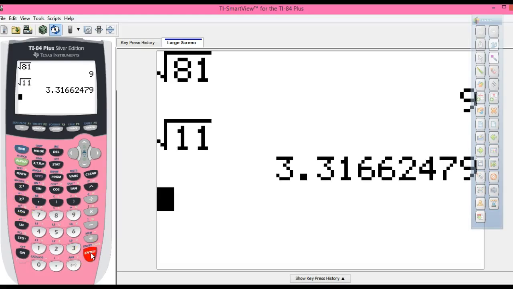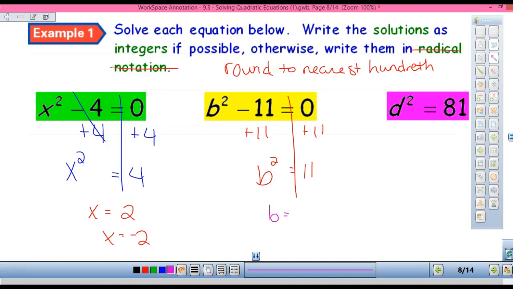All right, so let's talk about how to round these things. Some of us are still really struggling with rounding. Hundredth means how many places after the decimal? 2. So we go 2 places after the decimal, 3.3, and we have to look at the next number, and it's a 6. So I've got to make that one a 2. So 3.32, and b equals negative 3.32. How many answers must you have?